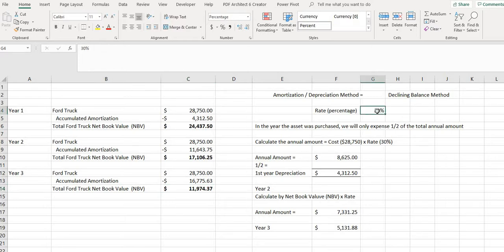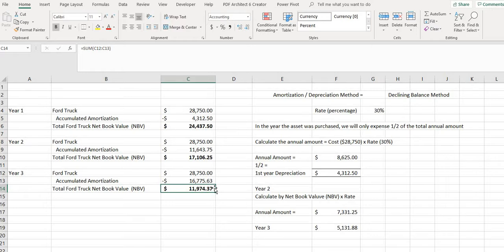rate up here, but now we're going to multiply it against the net book value, or the remaining balance to be expensed against the truck. All right, that concludes this tutorial on how to calculate the amortization and depreciation using a declining balance method.